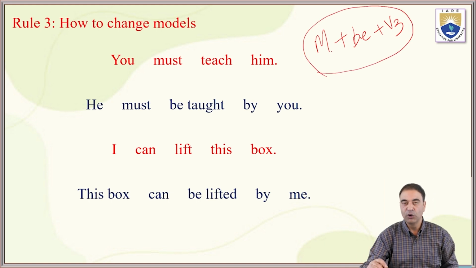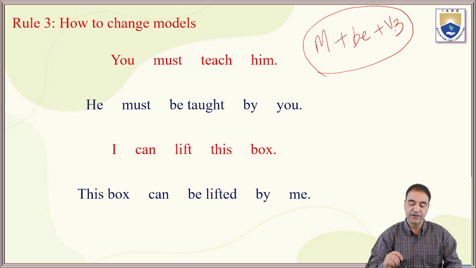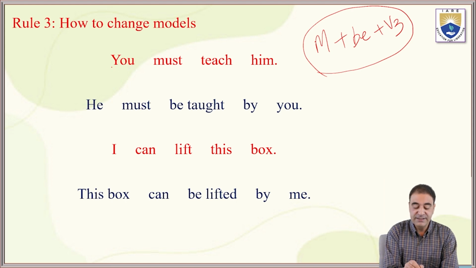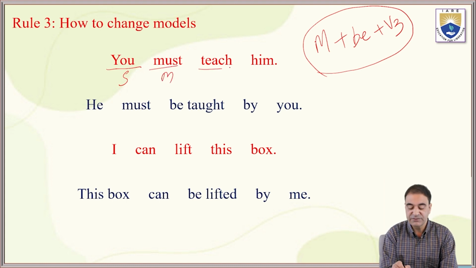Remember this rule: model plus be plus verb in third form. Now look at this sentence. We have "you", this is the subject. Then we have "must", it's a model. Then we have "teach", verb in first form. And then we have "him" as an object.